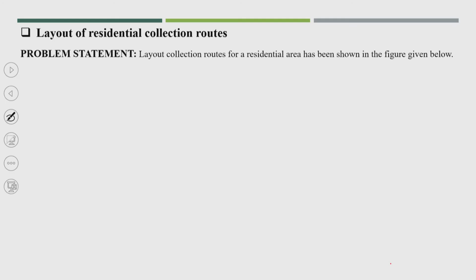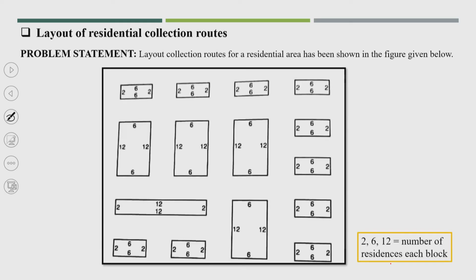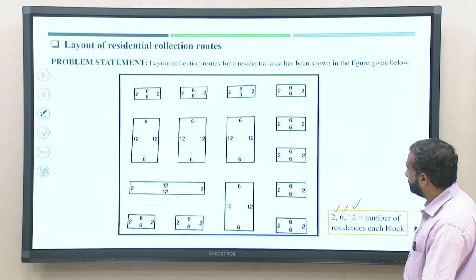Okay. So, this problem statement: a layout is given of one particular residential area. In the blocks there are 2, 6 and 12 residences in each block. There are different blocks and different numbers of residences given in each block. Somewhere it is 2, somewhere 6, somewhere 12 residences. So, we have to plan the collection route for this residential area.